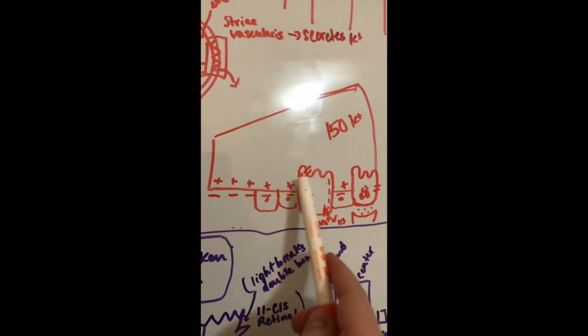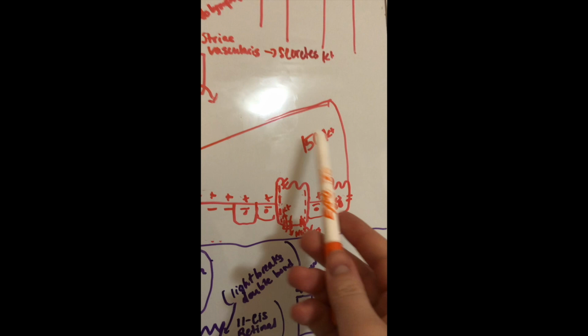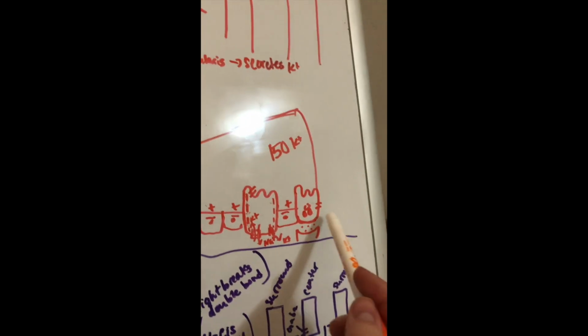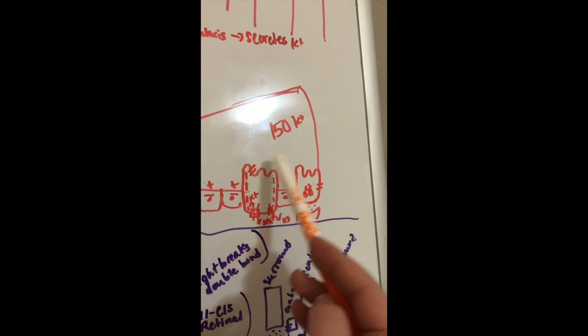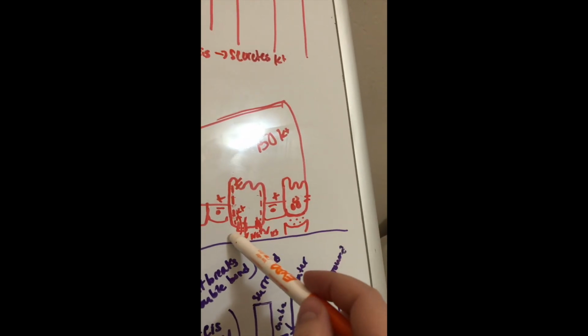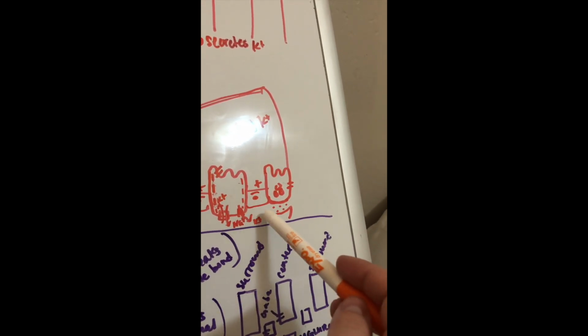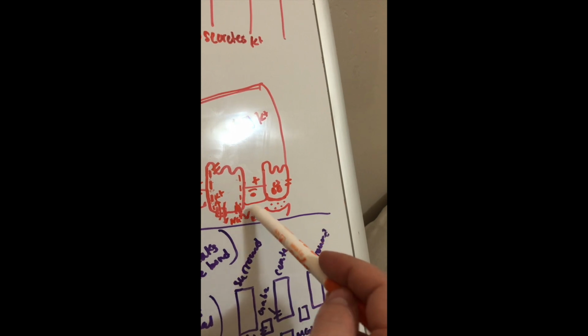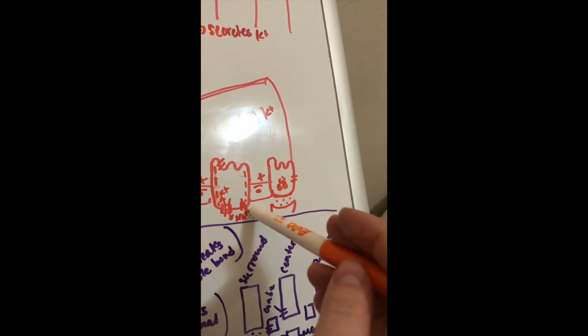The inside is positively charged, whereas the outside is negatively charged. And there's that 150 again for the endolymph. And then there's these hair cells. So these have these channels that allow in positive charges to come in. We've got our sodium potassium pump. And then we have a voltage gated potassium leak channel. So the potassium can leak out.